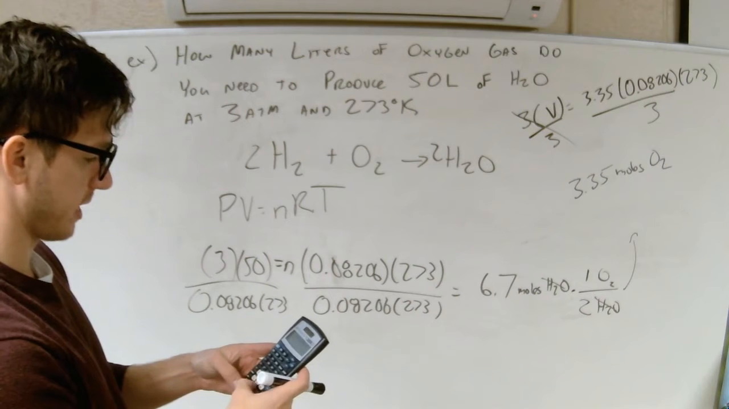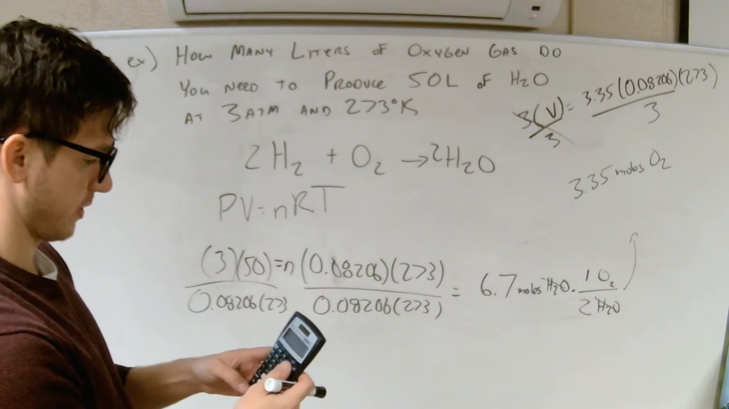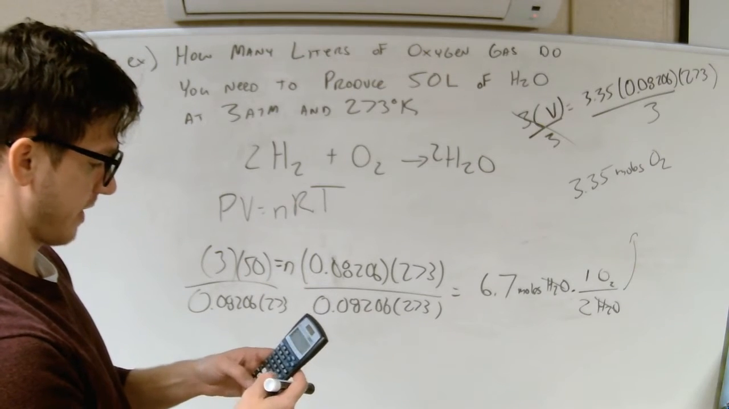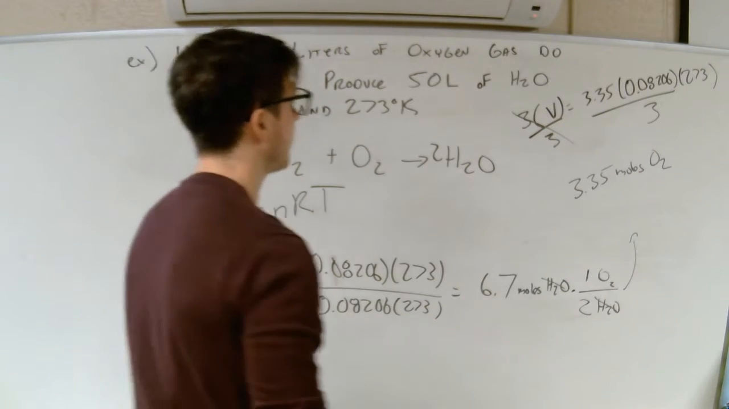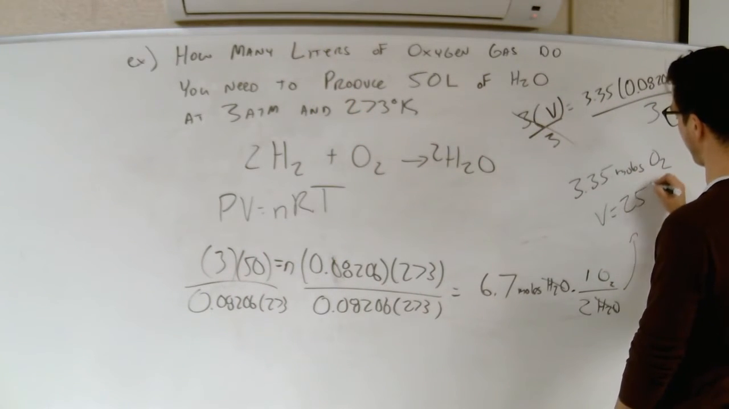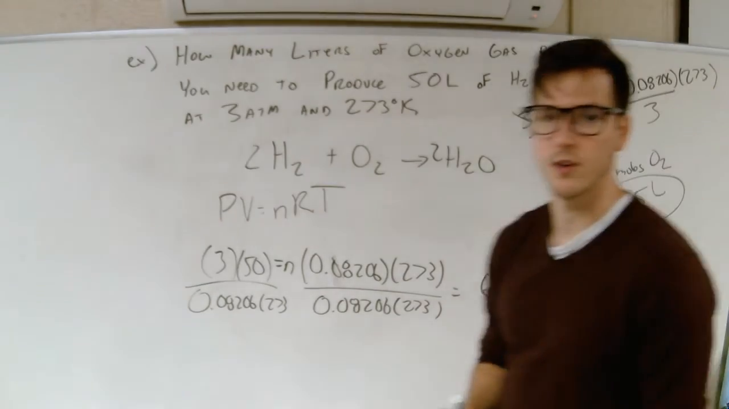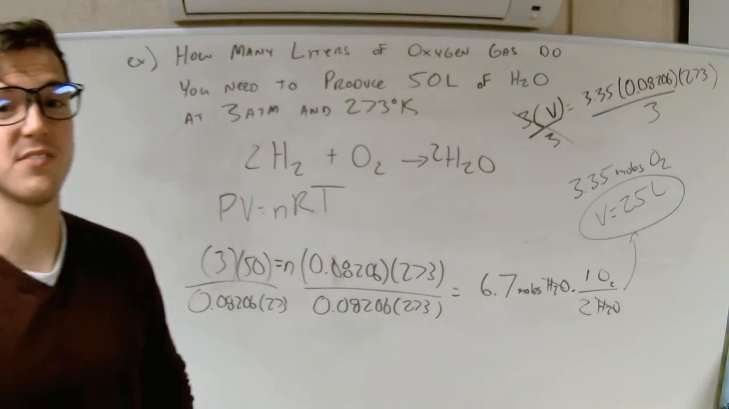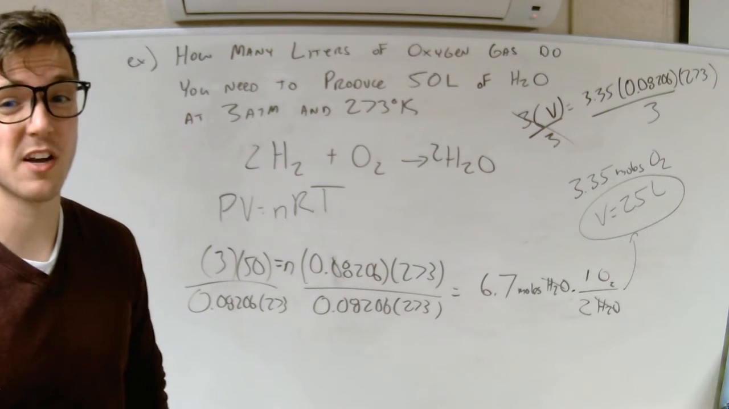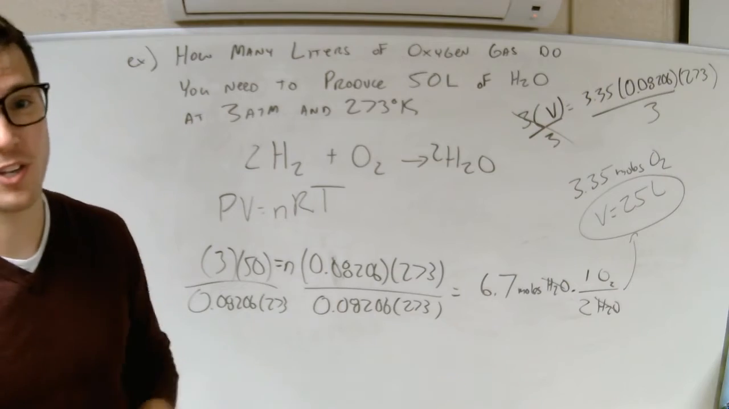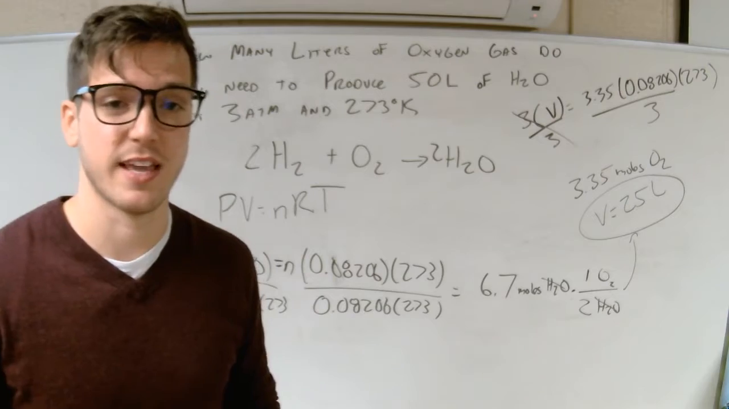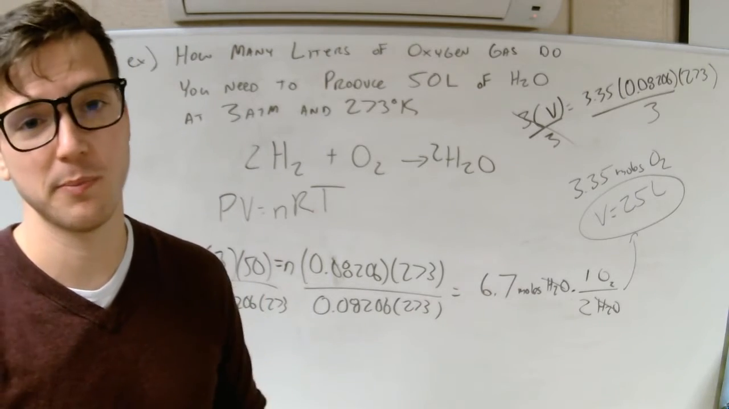3.35 times 0.08206 times 273 divided by 3 is 25. Wait a second here. So our volume is 25 liters, right? What could we have done instead of doing all that PV = nRT stuff? Mole ratio, right? We went from liters to liters. The pressure and volume stayed the same. It didn't change. So what's the point of doing PV = nRT, right?